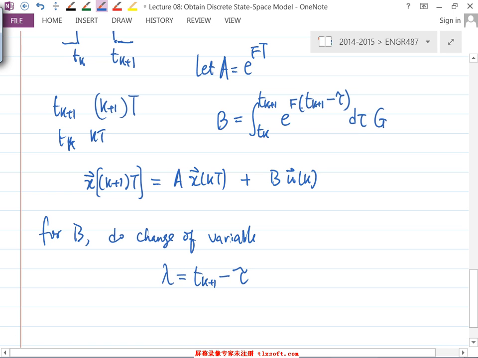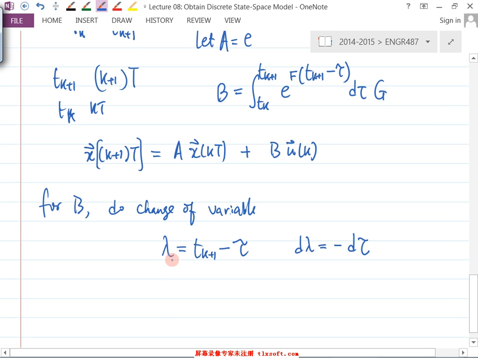Then what is d lambda? And we're basically trying to integrate with respect to lambda now, right? If we're going to integrate with respect to lambda, then the integral limits, which are for the tau, should also change, right? So how do we change the limits? Based on your substitution here, you change variables.